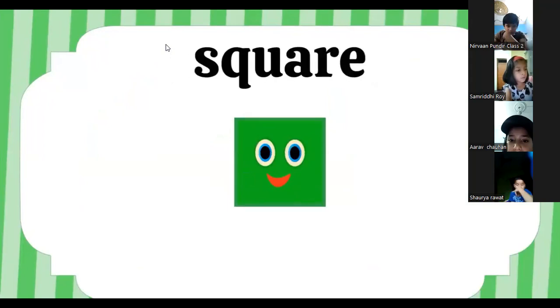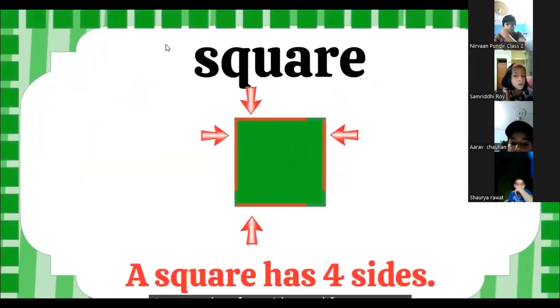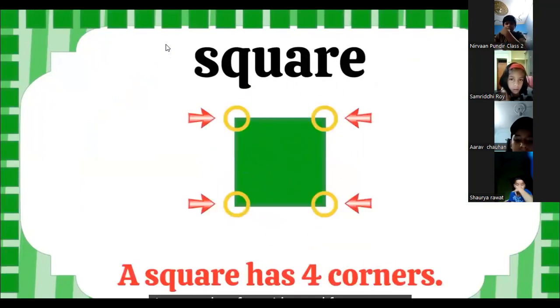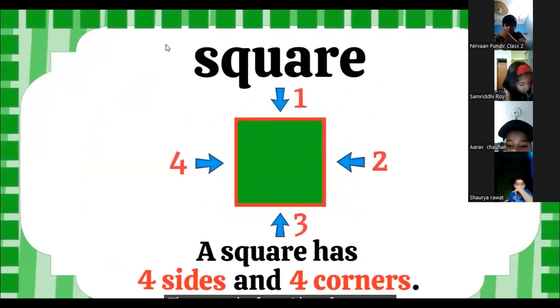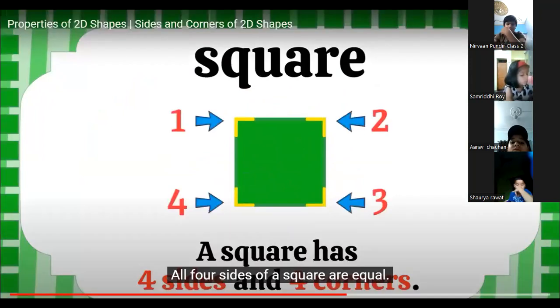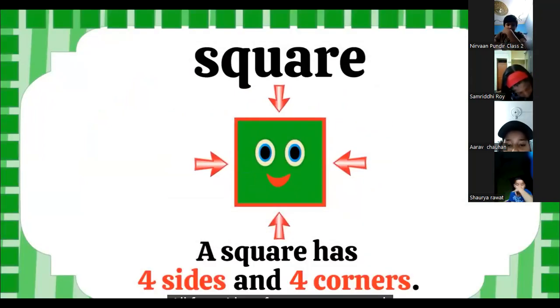Our third shape is a square. A square has 4 sides and 4 corners. These are the 4 sides of a square, and these are its 4 corners. All 4 sides of a square are equal.